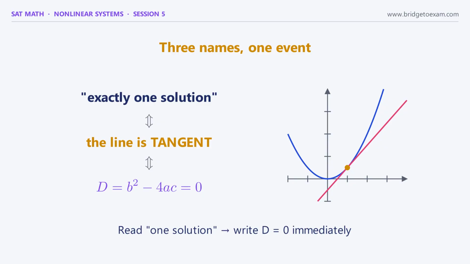Why is it d equals 0? Because when you set the two expressions equal, you get a quadratic, and one solution means a repeated root. And a repeated root means the thing under the radical vanished. So the instant you read exactly one solution, your hand should already be writing d equals 0. Don't solve for x, don't find the point. Set the discriminant to 0 and solve for the parameter.